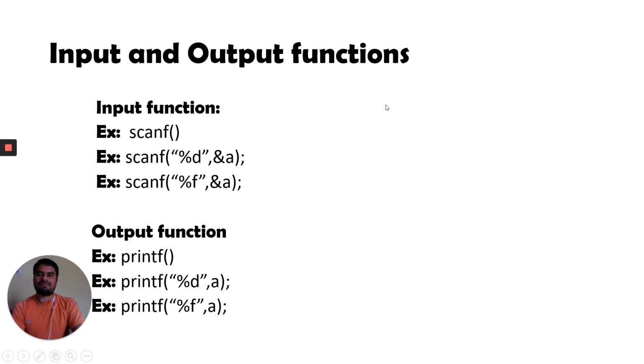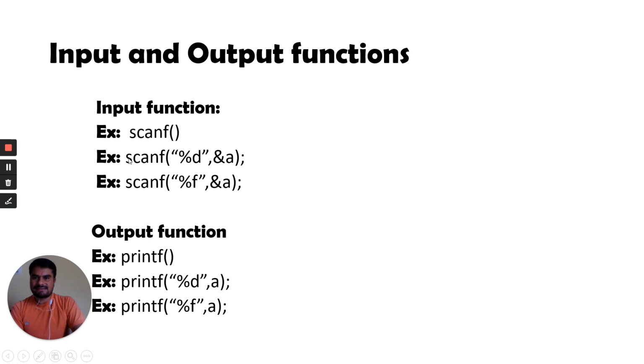Input and output functions. The input function we call scanf in a C program. Please try to understand and remember, whenever I need to input to the program, whenever I need to store some numbers into variables, I always use a function called scanf. We call it a function because it performs its own task: it accepts the number from the user and stores it in memory.